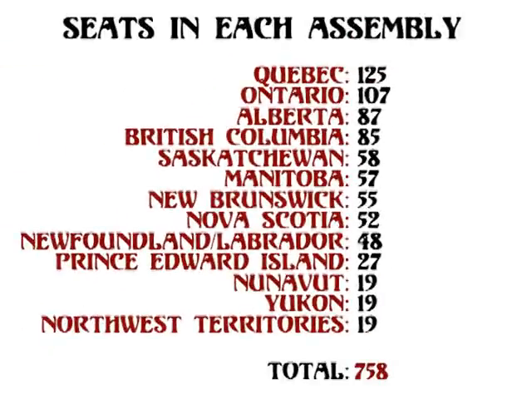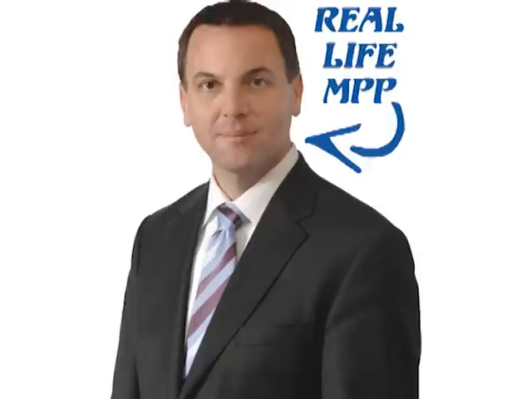So Quebec has 125, Ontario has 107, Alberta has 87, British Columbia has 85, Saskatchewan has 58, Manitoba has 57, New Brunswick has 55, Nova Scotia has 52, Newfoundland and Labrador have 48, PEI has 27, and each of the territories has 19.